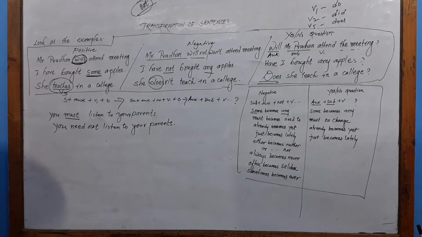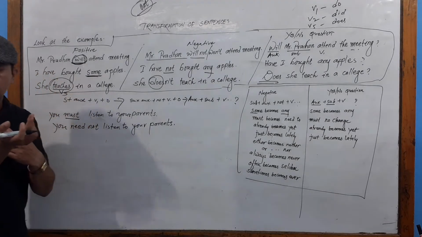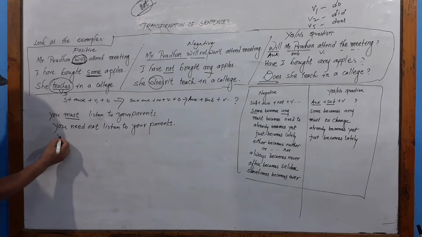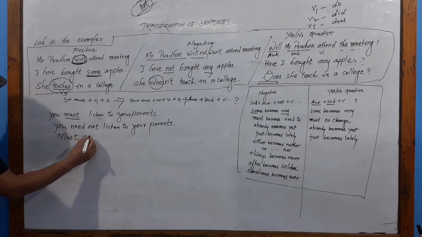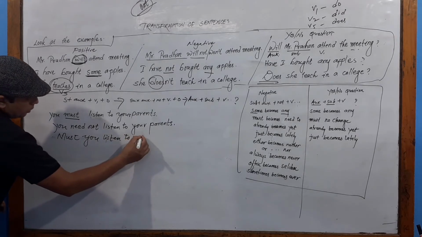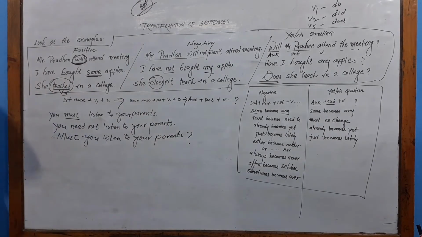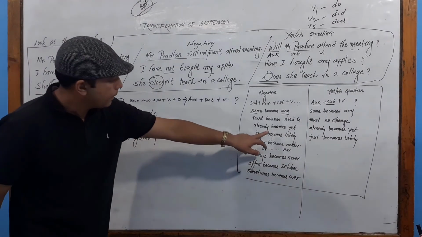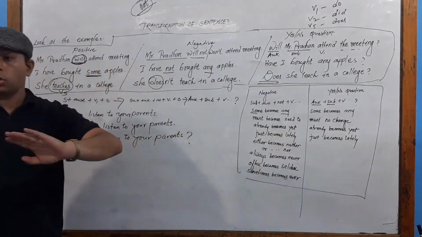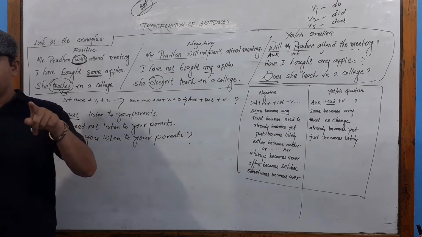Okay, now how to change into yes no questions. In yes no questions we cannot change 'must' into 'need to' again. So yes no questions: Must you listen to your parents? This is a change question. It means in the same way 'already' becomes 'it', but don't change it as it is, because the position of 'already' and the position of 'it' will be changed.